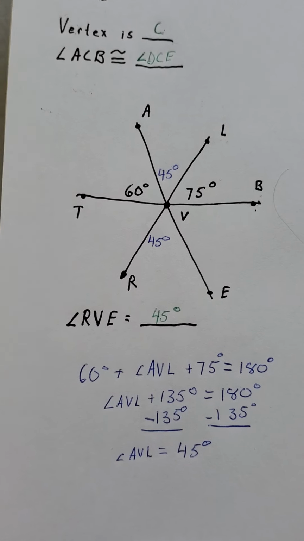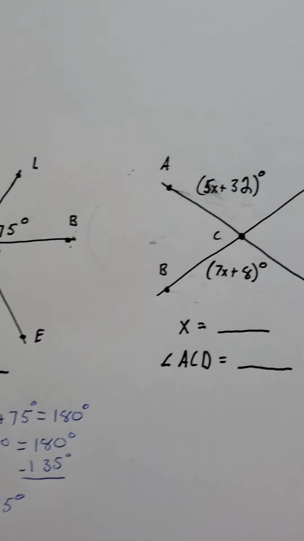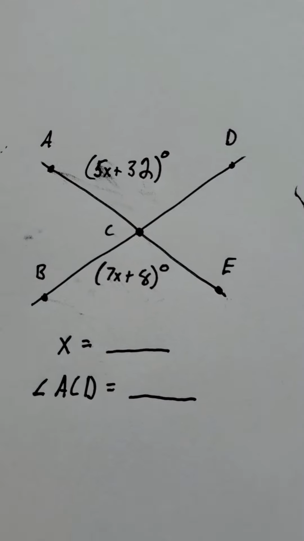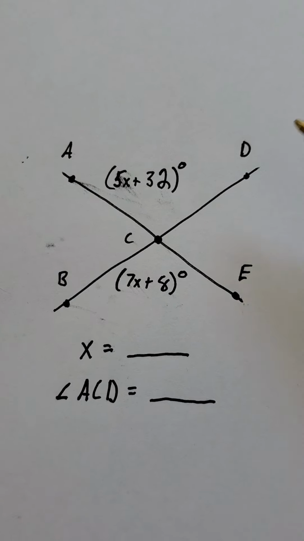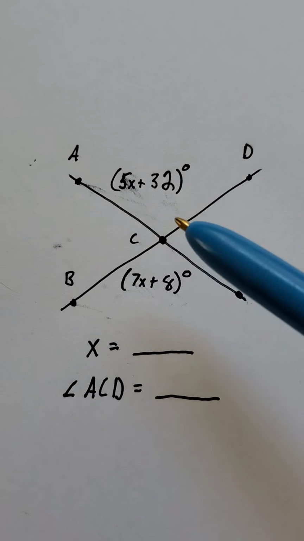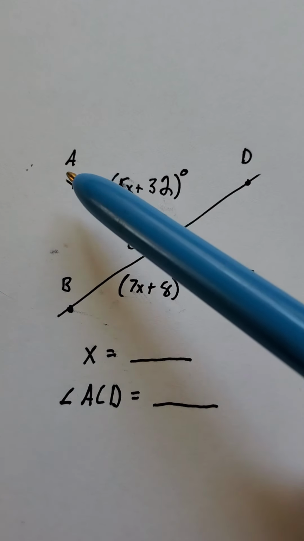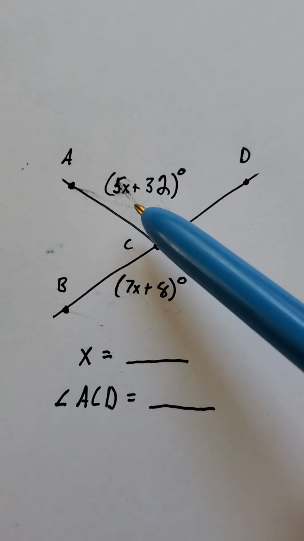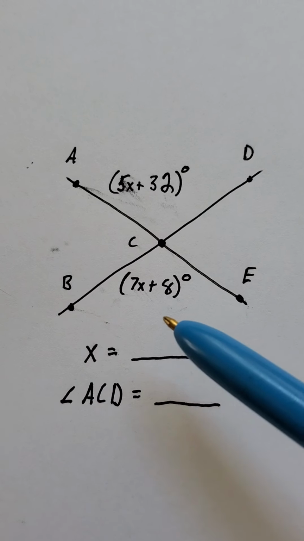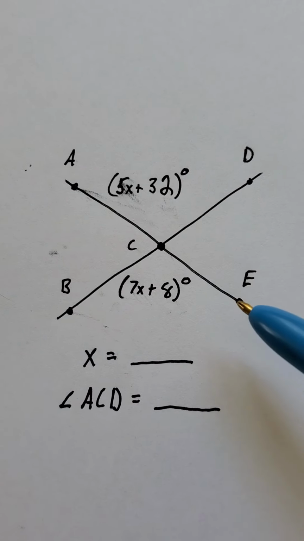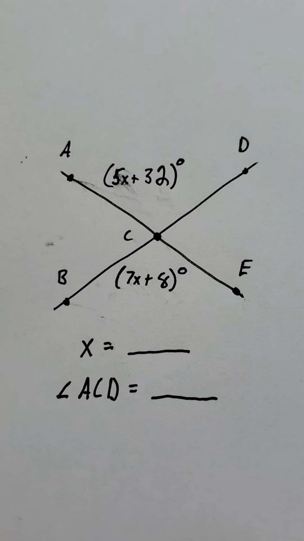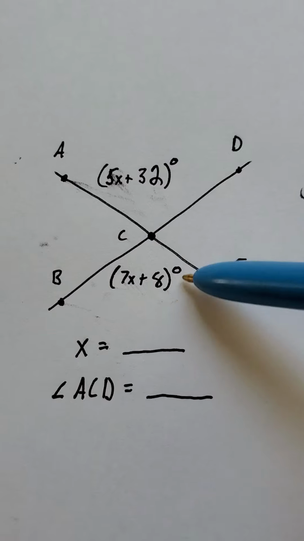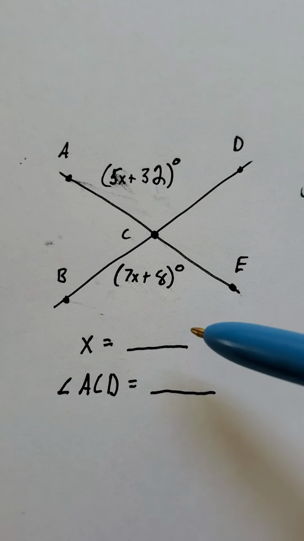There's one more type of problem that's going to come up on the quiz. It's also using vertical angles, but it may look something like this. So here we have another vertical angle situation. C is the vertex. We have angle ACD is listed as having 5x plus 32 degrees. Angle BCE is listed as having 7x plus 8 degrees. So these two are vertical angles, and so they're equal.